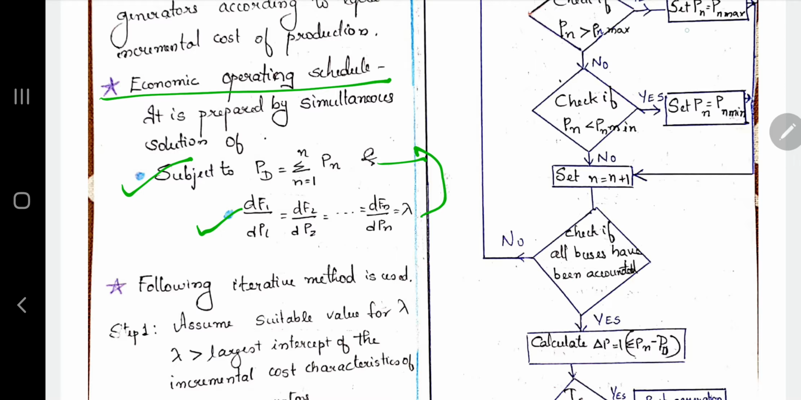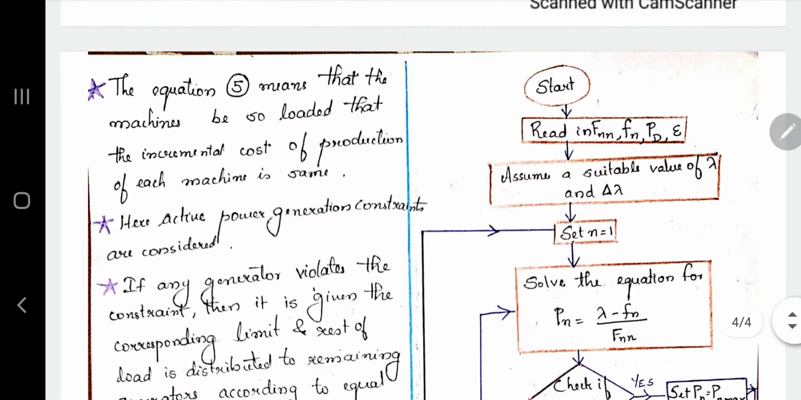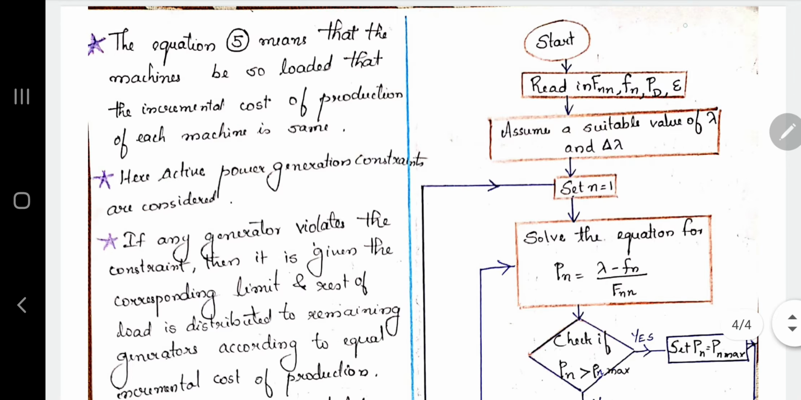I'll be just explaining you the flow chart. It is very easy to understand. You can go through the steps when you are studying the topic. Okay, we are starting by reading the values of fnn, fn, pd and epsilon, where fnn is the slope of the incremental production curve, fn is the y-intercept, and the pd is the total load demand. Epsilon is a very small value for finding whether it is converging or not.